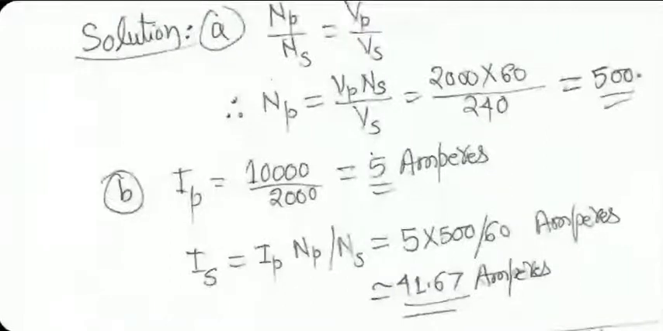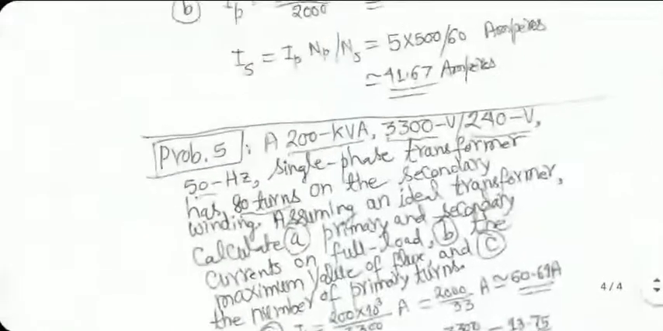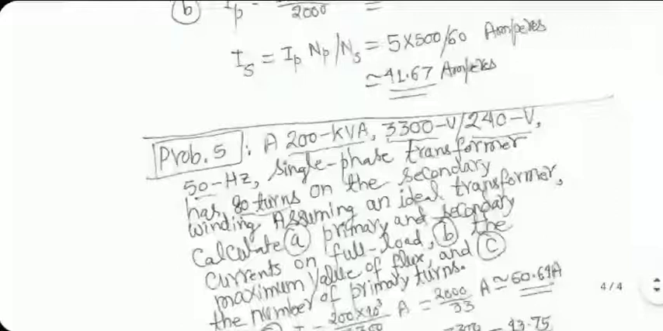Next one. This is the last one. A 200 kVA, 3300 volt, 240 volt. Primary voltage is 3300 volt. Always on the left side, you see primary voltage. 240 volt is the secondary voltage. 50 hertz is the frequency. Single phase transformer, 80 turns on the secondary winding. Calculate primary and secondary currents on full load.